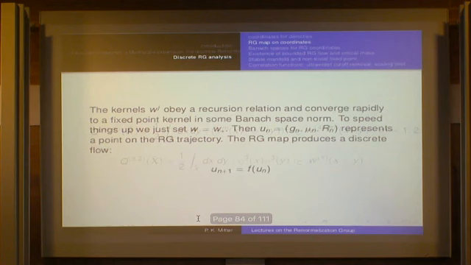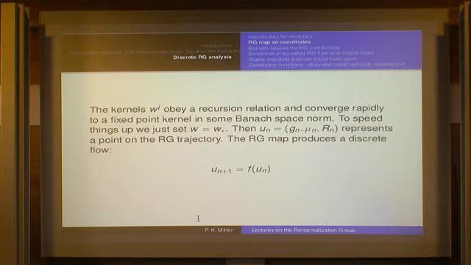Okay? So I mentioned the kernels W. I didn't write down the recursion relation. It's rather simple to write down. It converges in some Banach space norm. It's an autonomous evolution, and it converges to a fixed point, which is nice, and that's the fixed point function. I'll choose not to make the notation too cumbersome, so it speeds up the flow, that's all.